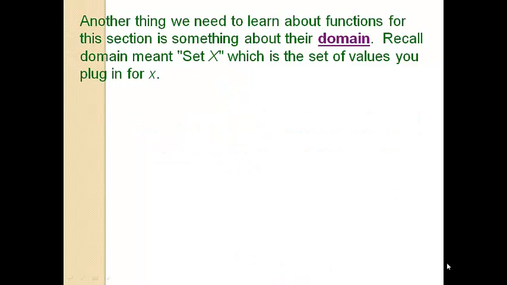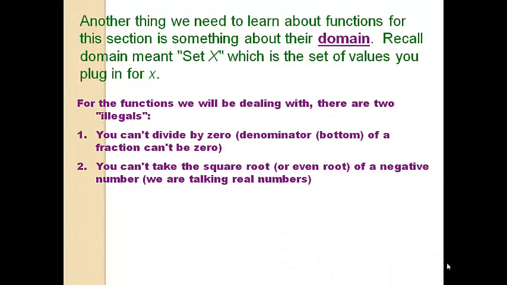Now, the last thing we're going to talk about is how do you find the domain of a function? Remember that domain is the set of values you plug in for x. For the functions that we're going to deal with, there are two, I'm going to call them illegal situations. First, you can't divide by 0. So therefore, the denominator of a fraction at the bottom can't be 0. Secondly, you can't take the square root or the even root of a negative number.